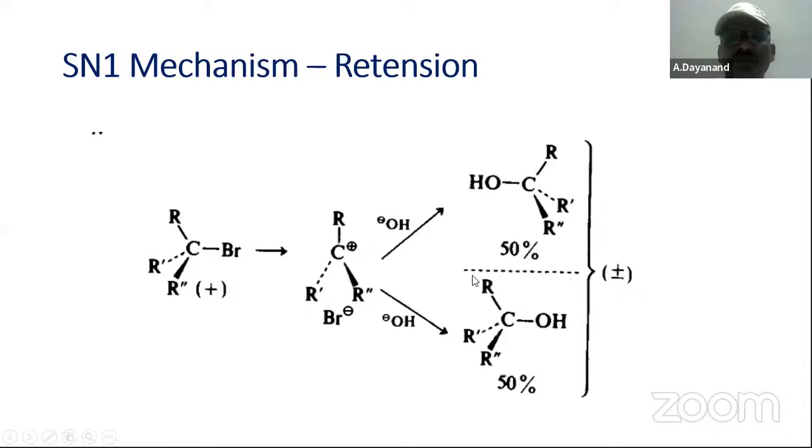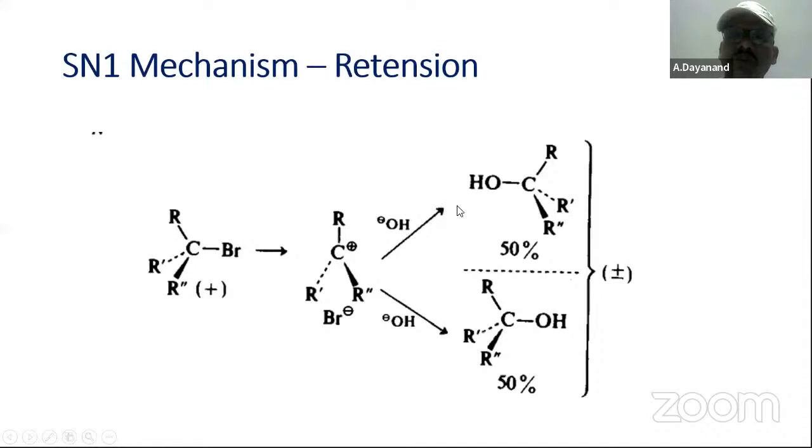This is about the mechanism. In this sp2 hybridized plane, the OH minus can attack either from the bottom or from the top of the plane, or on both sides, on the lateral sides of this plane.